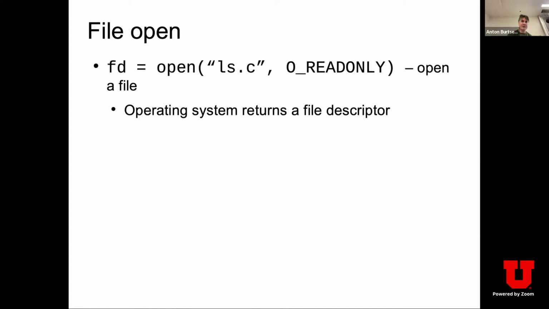So open is a system call. As I said, internally it uses this interrupt mechanism to enter into the kernel, but conceptually it looks like that to you as a programmer. So open takes the name of a file, ls.c, and some flags to say how this file has to be opened. In this specific example, I say open it read-only. You've all done it, right? It looks a little boring at this point. Open returns a file descriptor, right?